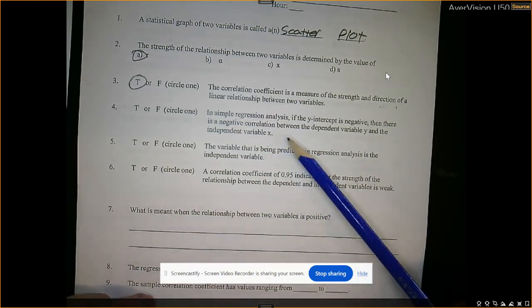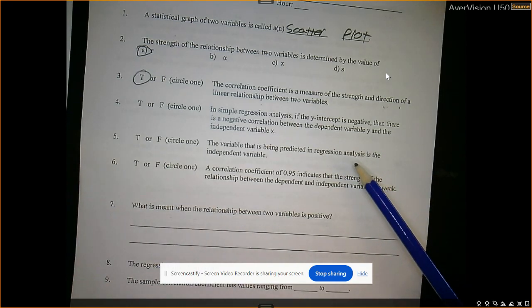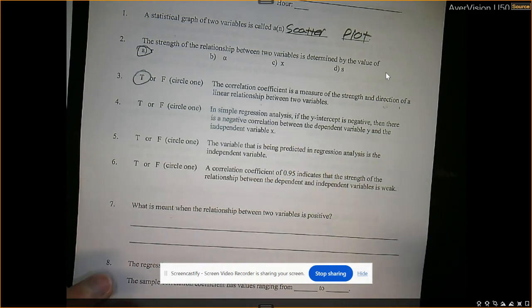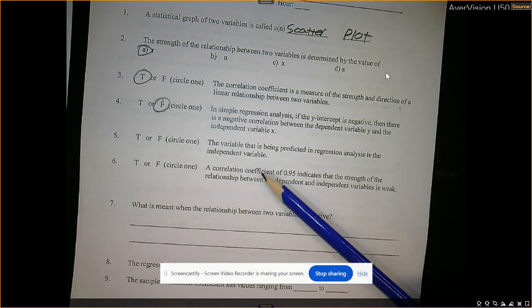In a simple regression analysis, if the y-intercept is negative, then there is a negative correlation between the dependent variable y and the independent variable x. That would be false. The y-intercept does not tell you the relationship. It would be the slope, which is the b, right? Not in y equals mx plus b, but in a plus bx, remember.